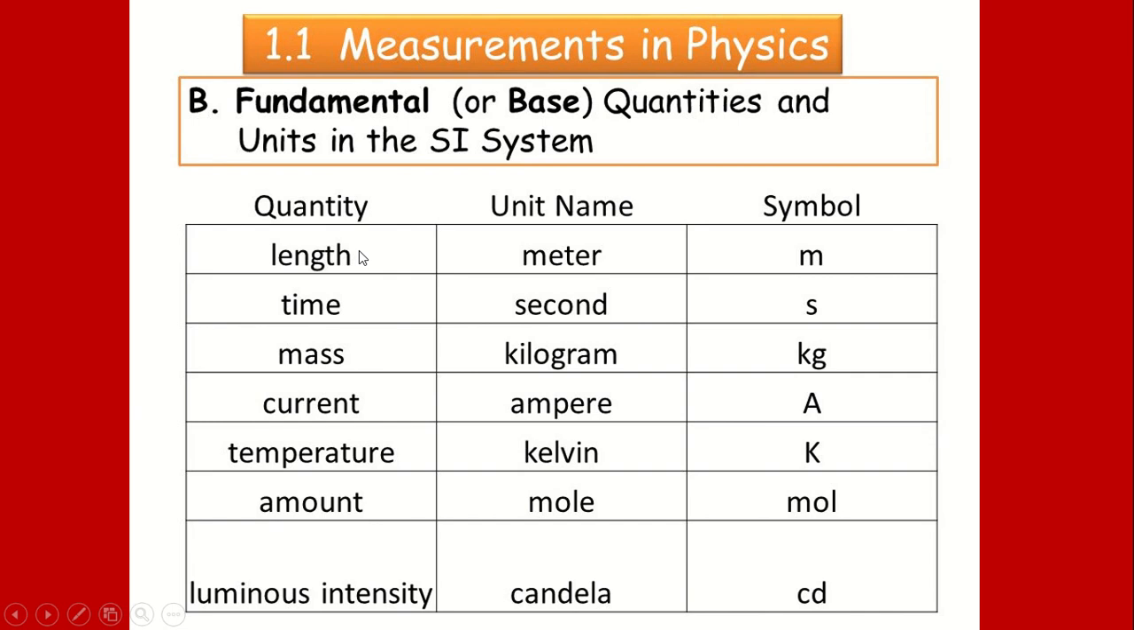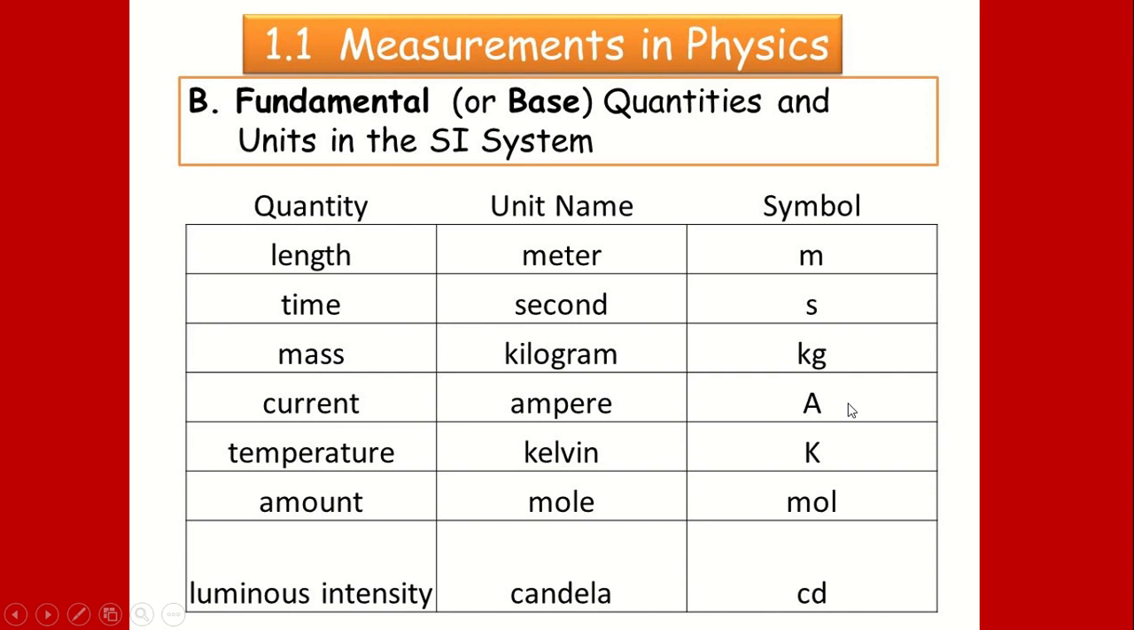Length. Length is measured by the unit meter, whose symbol is only small m. Time. The unit of time is second, that is small s. The unit of mass is kilogram, that is kg in short form. Current. That means the amount of current that flows through any conductor or any wire. That is measured by the unit ampere and whose symbol is capital A.